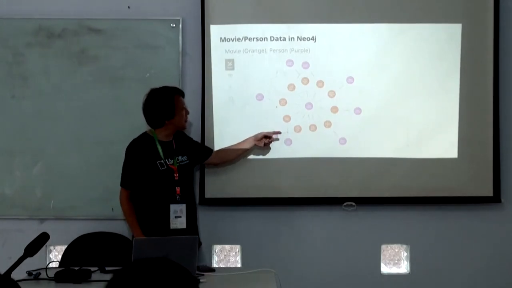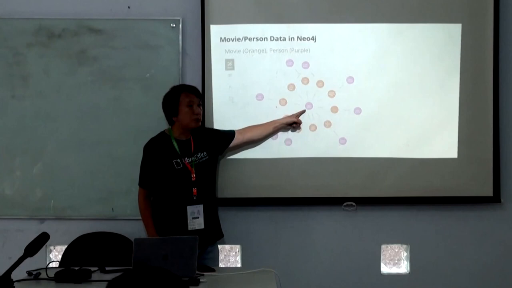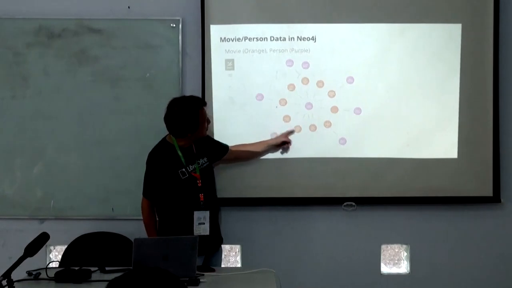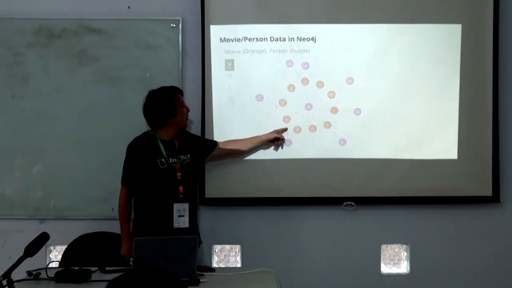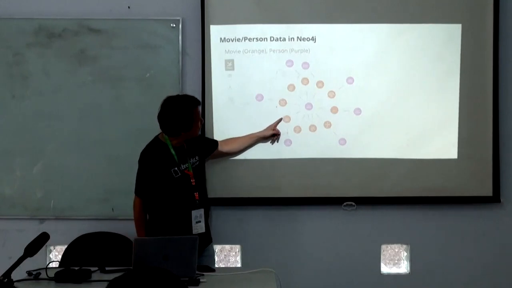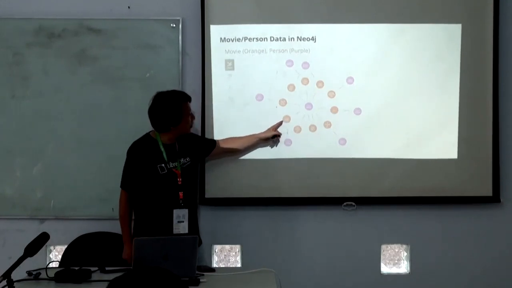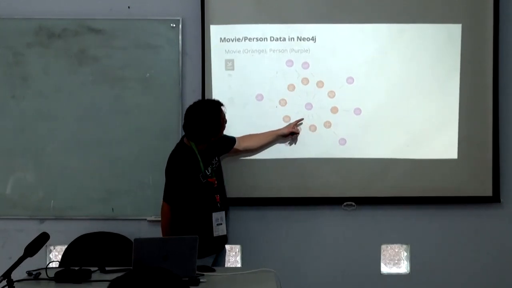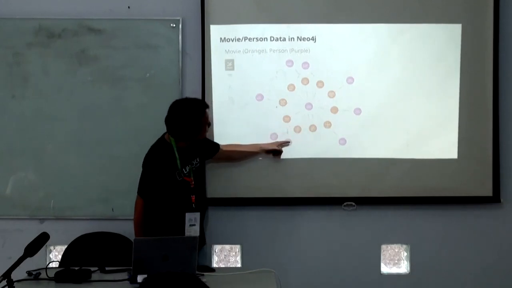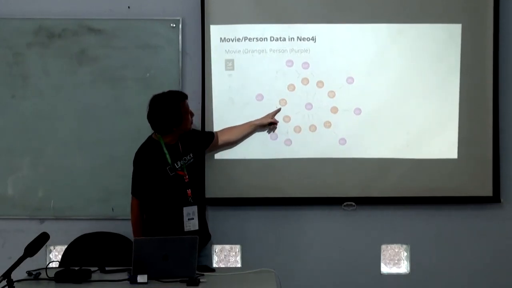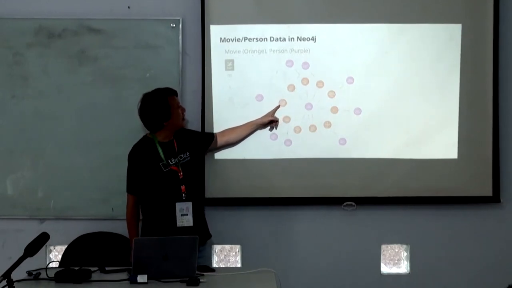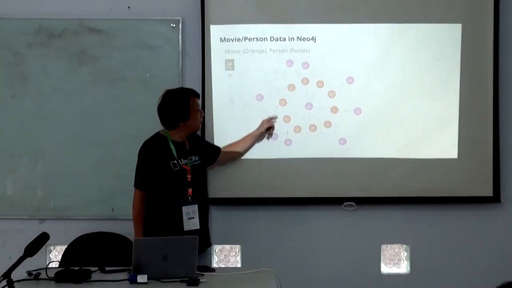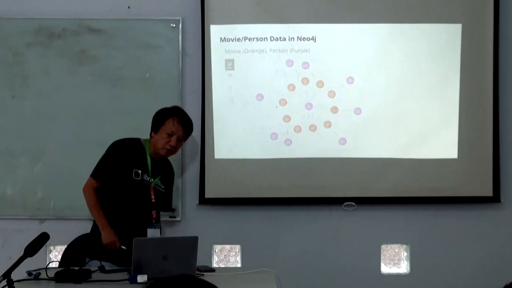This is easy to understand. This is a person, Tom Hanks, and these are movies he acted in. So the movie has other actors as persons. This is a data graph.